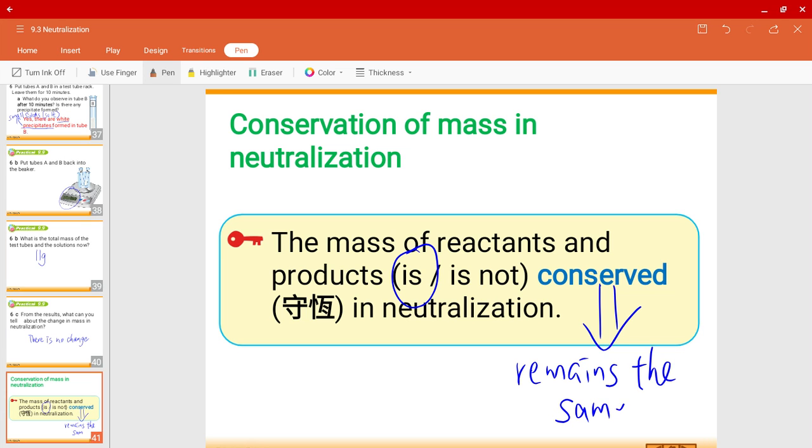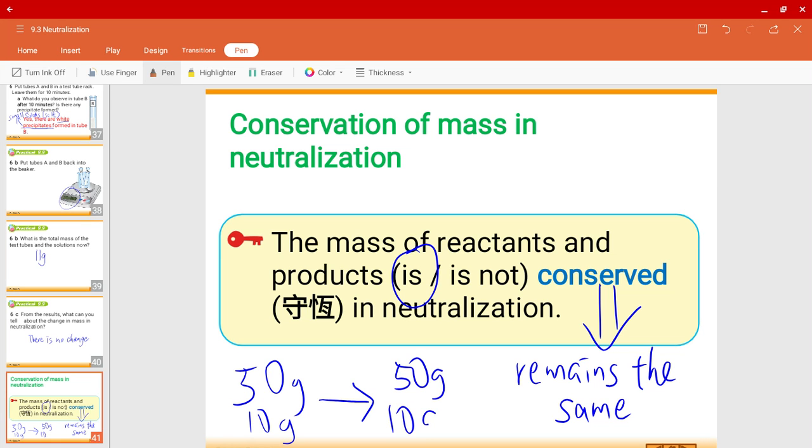So any reaction that occurs in neutralization, if you add any acid and alkali in the beginning, whether it's 50 grams, 20 grams, 10 grams, at the end of the reaction, it will still remain the same. All right? So this is the concept I wanted to introduce to you. We'll talk more about it in the next video.